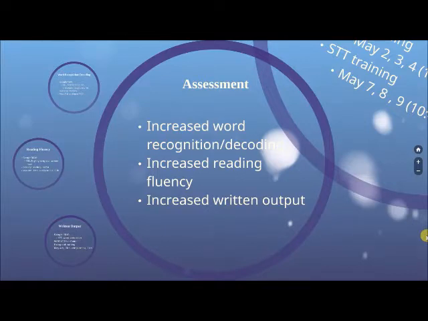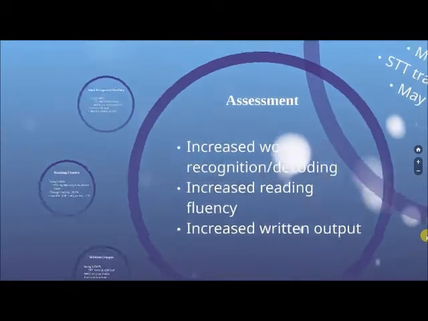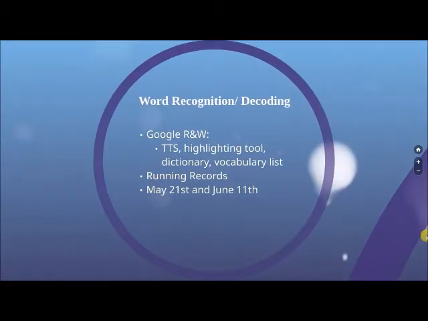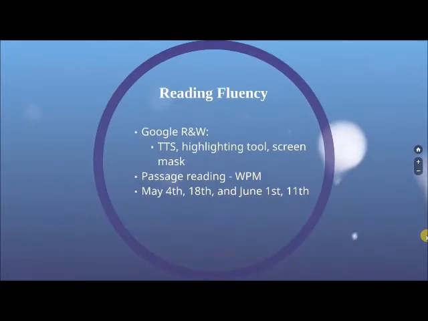Of course, it is important to track Ben's progress over these 6 weeks and assess any gains. Ben's teacher will assess any increased word recognition and decoding, increased oral reading fluency, and increased written output. To assist with word recognition and decoding, Ben will be trained to use text-to-speech, the highlighting tool, the online dictionary, and the vocabulary lists. He will be assessed using running records on May 21st and June 11th. Ben will again use the text-to-speech, highlighting tool, and screen mask to help improve his reading fluency. He will be assessed on a reading passage on May 14th and 18th, as well as on June 1st and 11th.